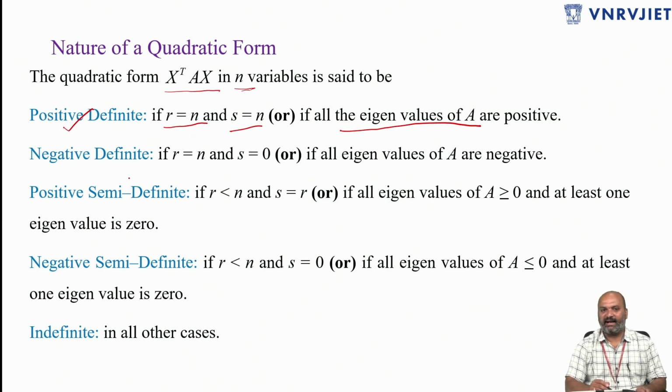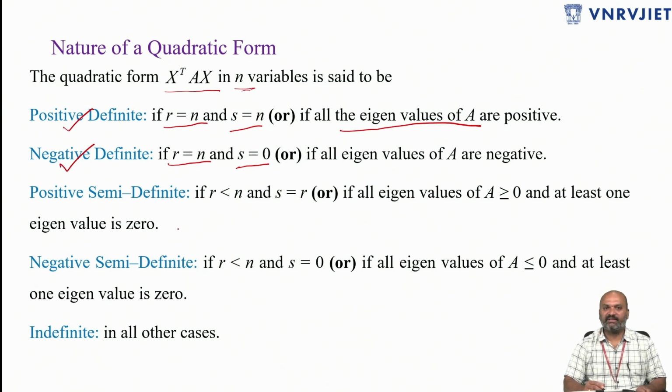Similarly, negative definite. Negative definite means the number of terms equals the number of variables, that is rank equals n, or the number of terms in the canonical form equals the number of variables. But there exists no positive term. S equals 0, which means the index is 0. No positive terms exist in the canonical form. All terms are negative. In other words, all the eigenvalues of A are negative. So in this case, the nature of the quadratic form is said to be negative definite.